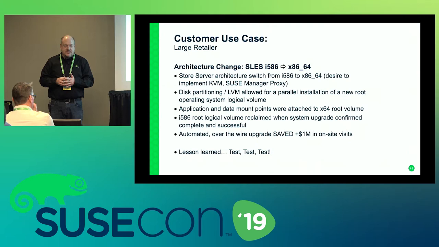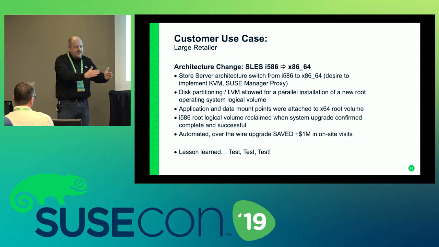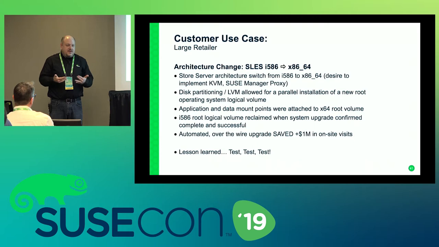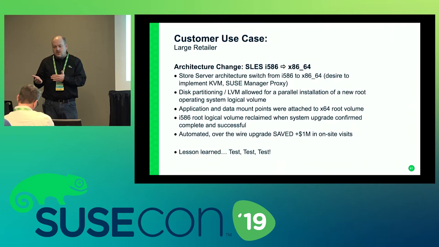That said, they wanted to be able to deploy a virtual machine with the SUSE Manager proxy, and we came up with a method for them to upgrade using the current config that they had in place by doing a parallel install. So they were using logical volume management. They had enough space in the root volume group to make a new root partition. We installed to that and then reconnected the data mount points and the information that needed to be migrated from the I586 environment to the x86-64 infrastructure.